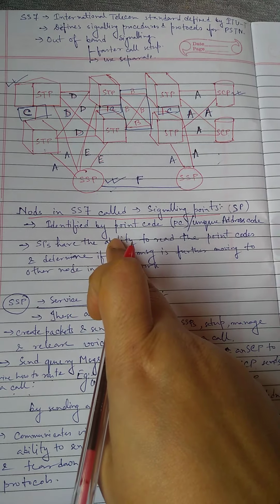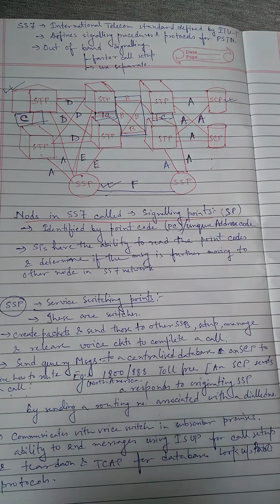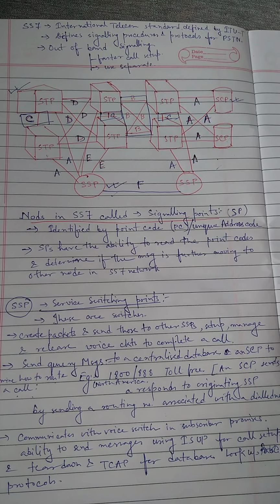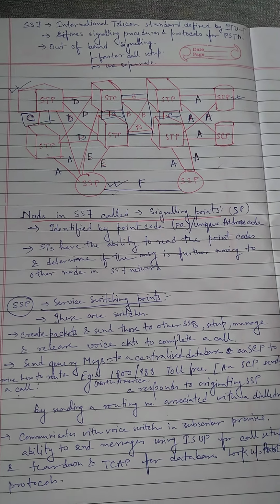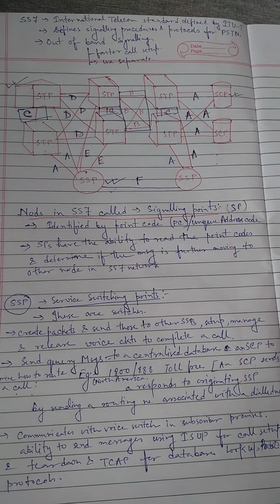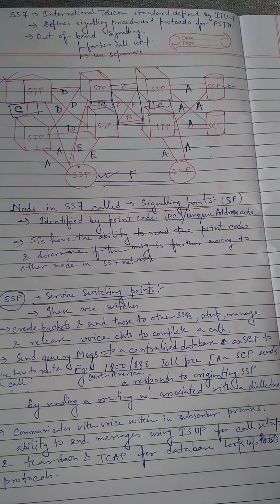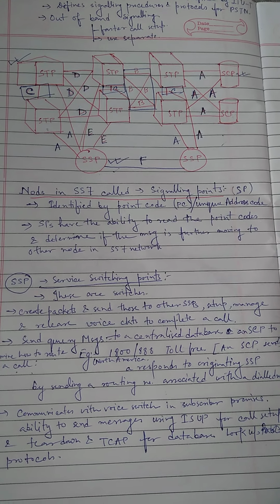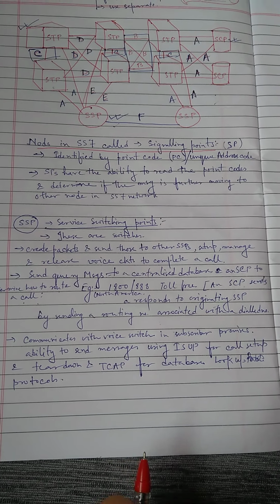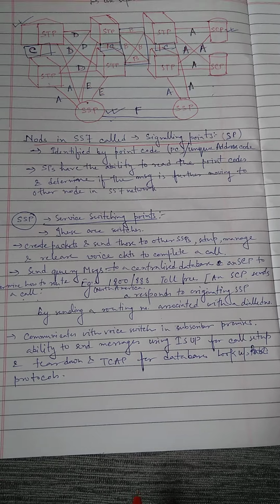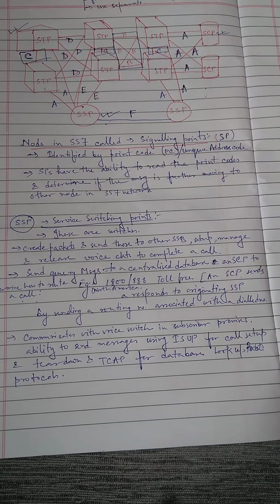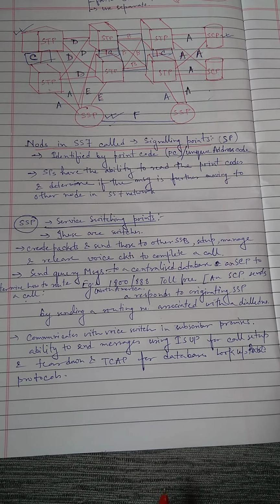Now, nodes in an SS7 network are known as signaling points, and each is identified by a point code, a unique address code. An SP has the ability to read these point codes and determine if the messages need to be routed to further nodes in the SS7 network or not. So my first node is the service switching point, or SSP. These are nothing but the switches. It creates packets and sends those to other SSPs. It helps to set up, manage and release the voice circuits to complete a call.